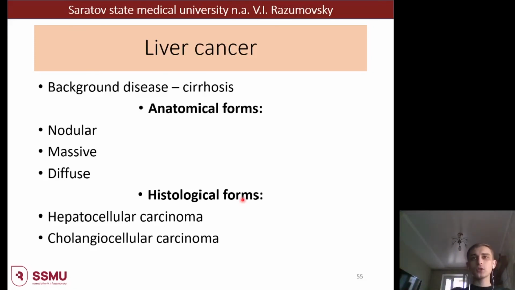According to histology, there are two main forms of cancer. So I should remind you what cancer means. Cancer is a malignant tumor from epithelium. In the liver, we can see two sources of cancer growth. We have hepatocellular carcinoma, it's cancer from hepatocytes, and cholangiocellular carcinoma, it's cancer from epithelium of bile ducts.